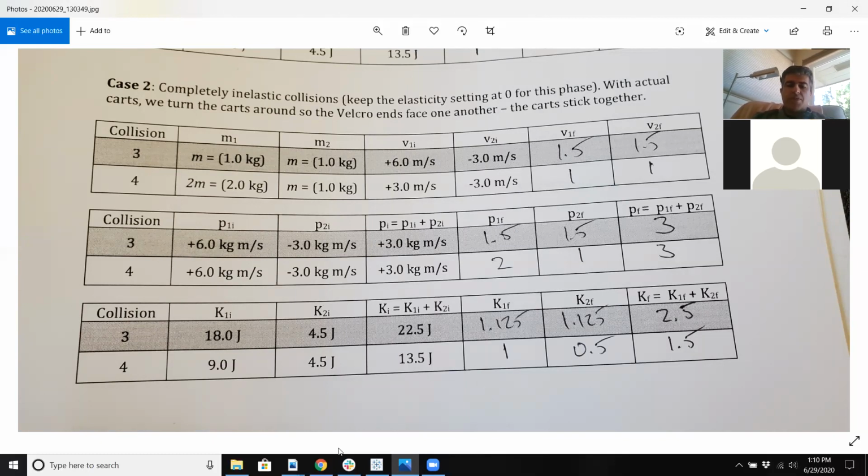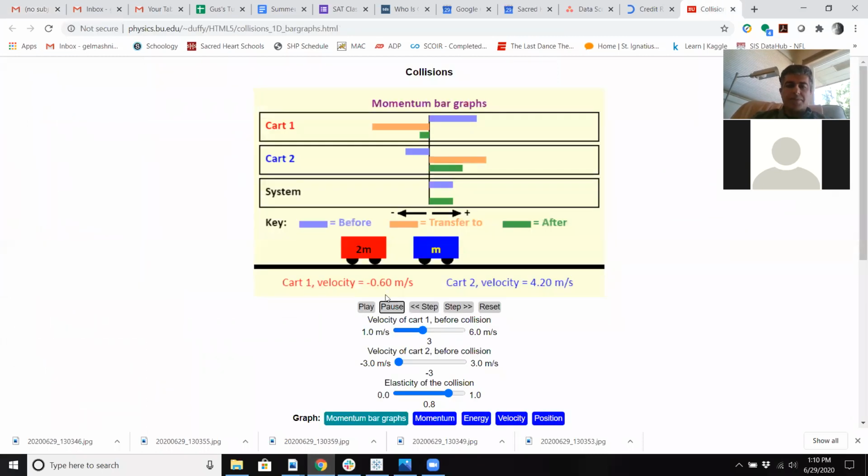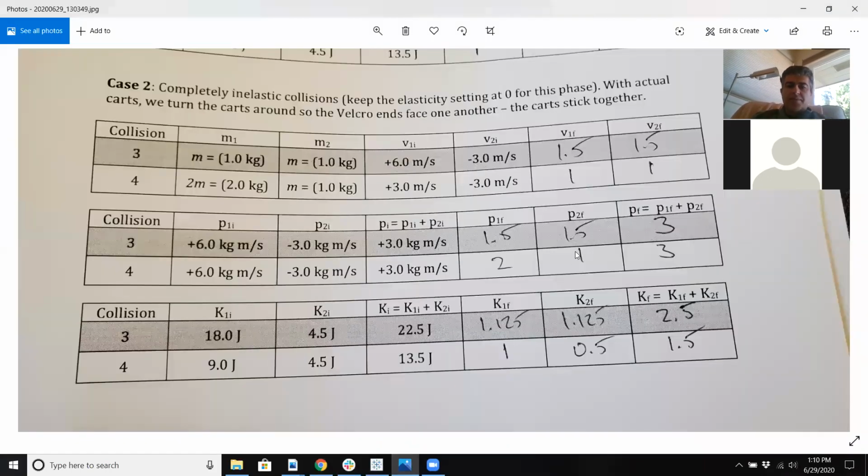So if I run that simulation right here, reset, so they stick. They do say they're 1.5 each. So I guess you could do that. But the total momentum stays the same.